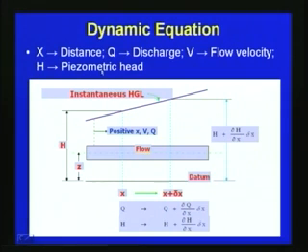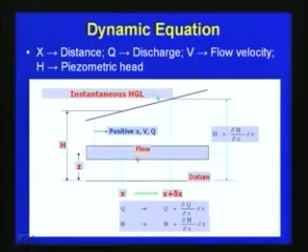To derive the dynamic equation and continuity equation, we consider a flow through a pipe, or closed conduit, and the flow is going in this direction. Here the radius of the pipe is r, this is the datum, and the total head, the piezometric head, is h. Here the instantaneous hydraulic gradient line is plotted for this system.